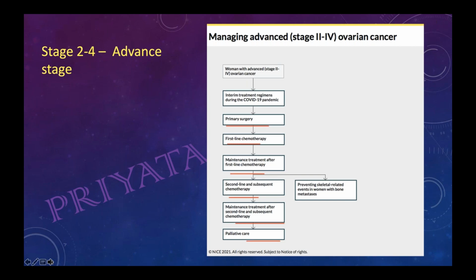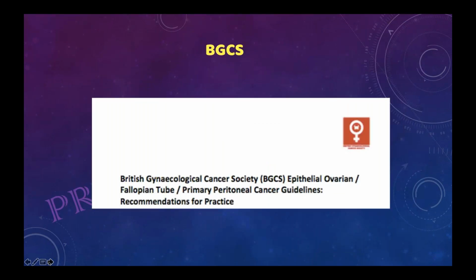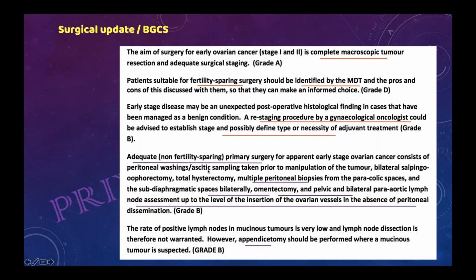So what type of surgery is done? I will tell you from this, because NICE doesn't speak about that. So I have put it from the BGCS ovarian cancer guideline. This surgical update is important to understand and to answer questions. So what they want in surgical staging is very nicely given here.